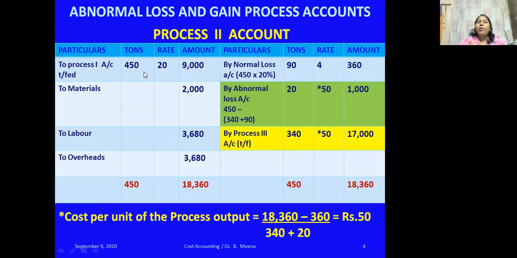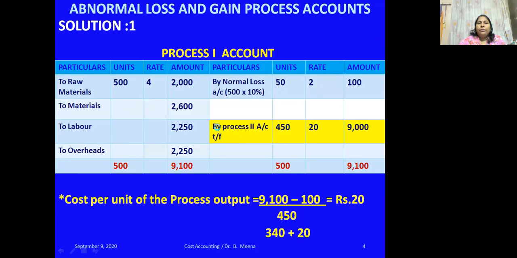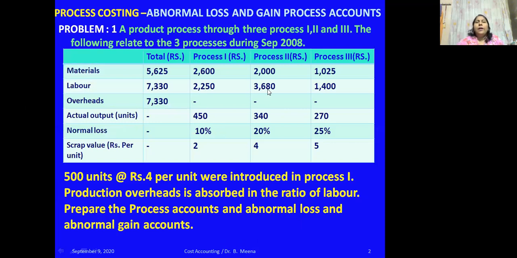I transfer the input from the previous process. Whatever output I got in the previous process will become an input for process 2. Then, in the usual way, I debit the other expenses. If you have any doubt, please check the problem. So look at that, process 2: materials value is 2,000, labor is 3,680. Overheads also will come to 3,680. So I debited all the values, and the normal loss percentage is how much? 20%. Each unit of normal loss will be sold at 4 rupees.